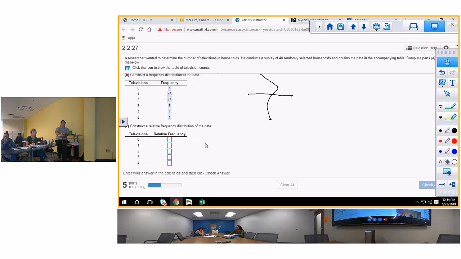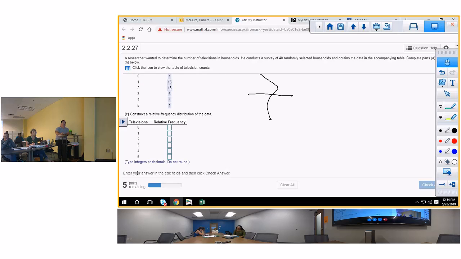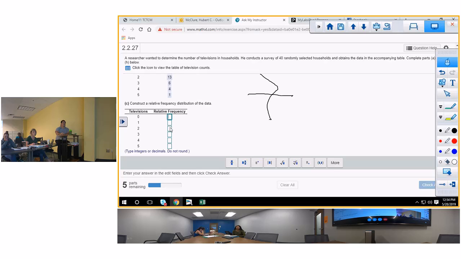It says do not round, type integers or decimals. It says do not round. Somebody take your calculator and do 1 divided by 40. Tell me what you get. It says do not round, so I guess you're going to have to type in 10 digits if it's got it. Point what?